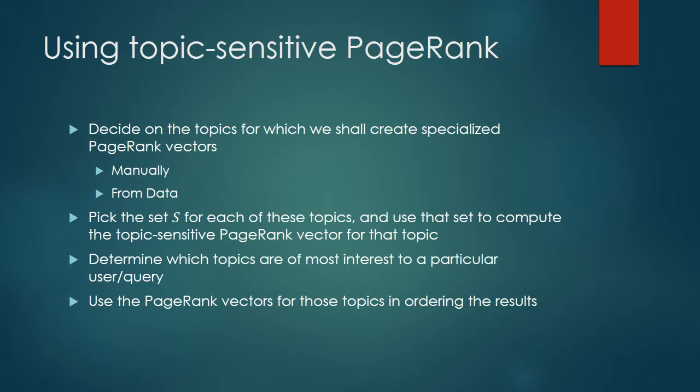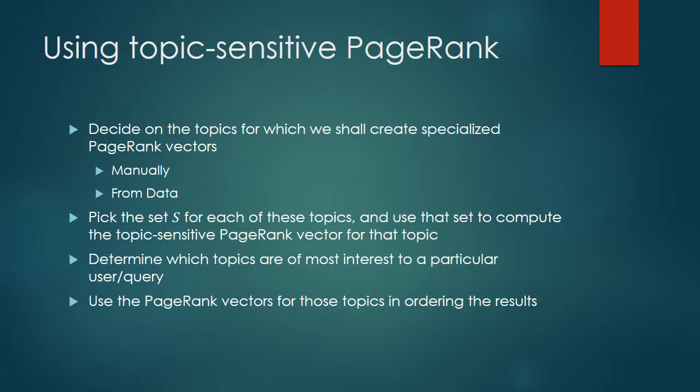Once we have done that, the second part is to figure out which topics are of most interest to a particular user or a given query. And this happens from basically, let's say, your search history and trying to figure out how that corresponds to the traditional results for those search results, how they classify onto these particular specialized topics. So the kind of pages that you've clicked.